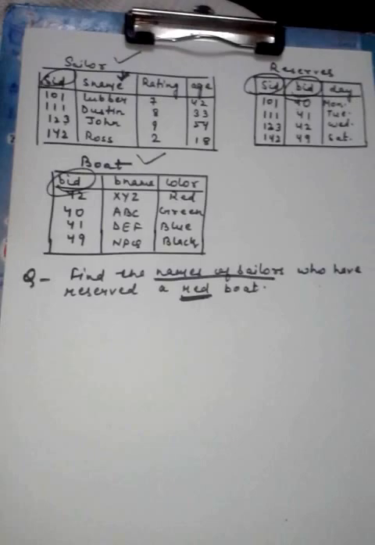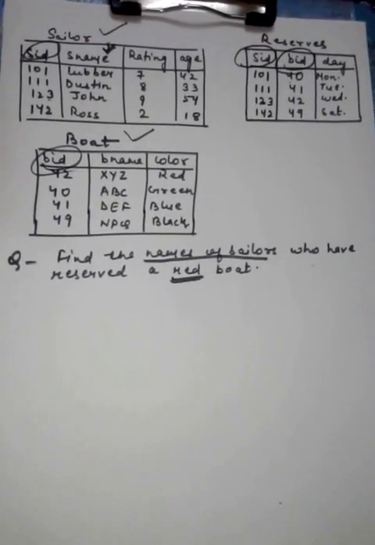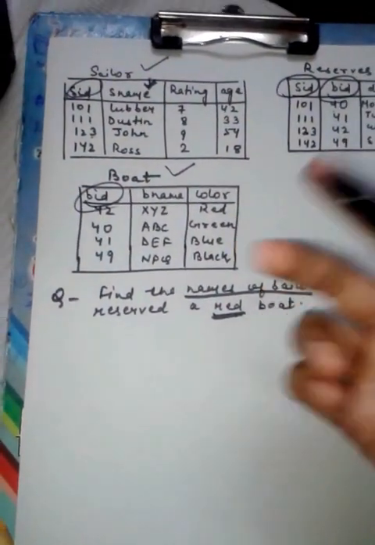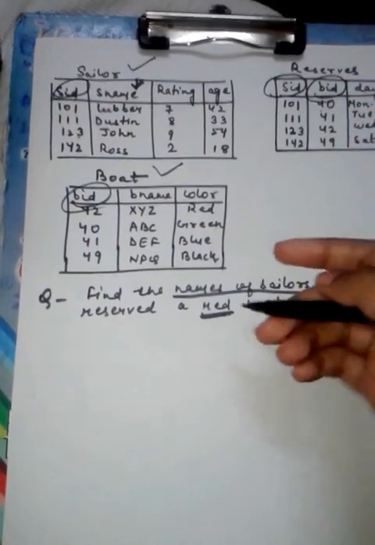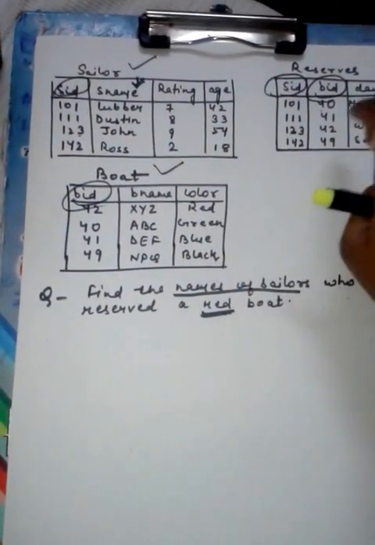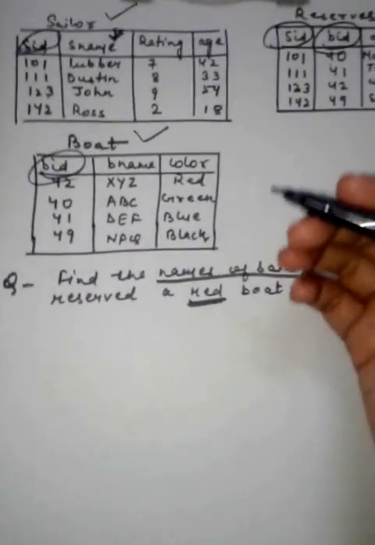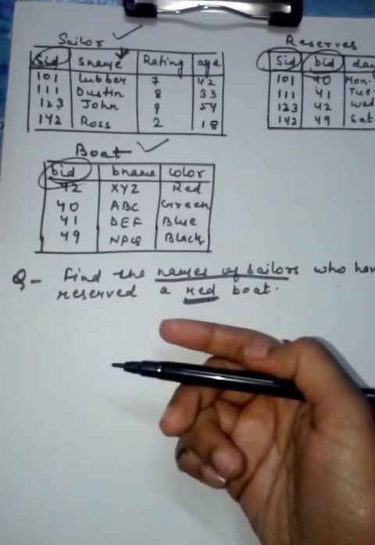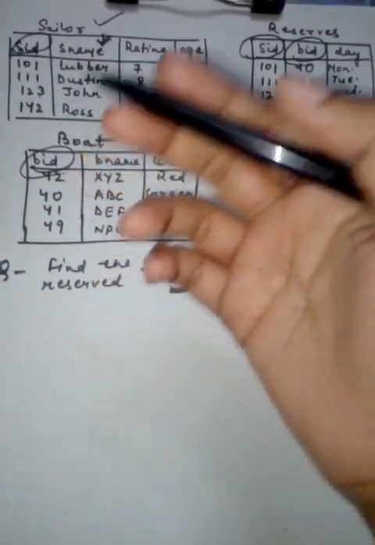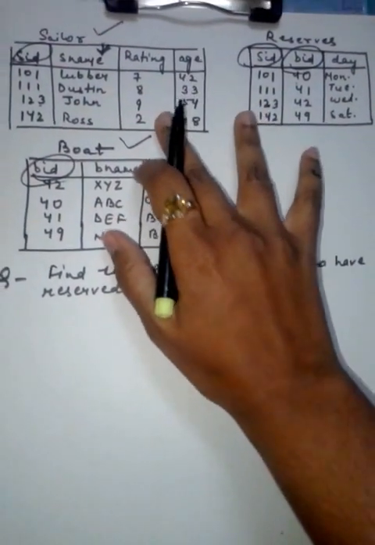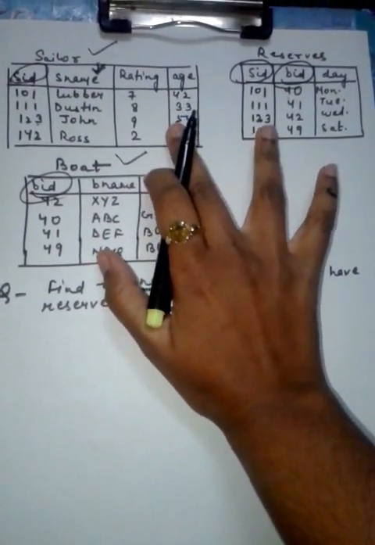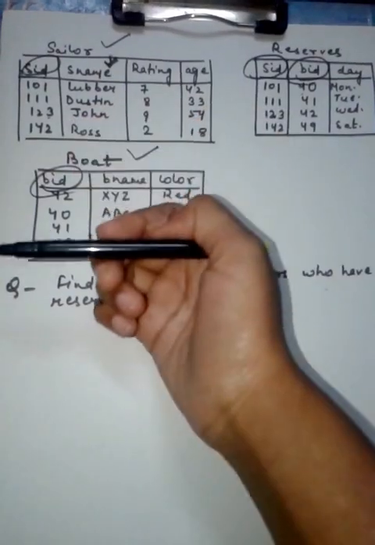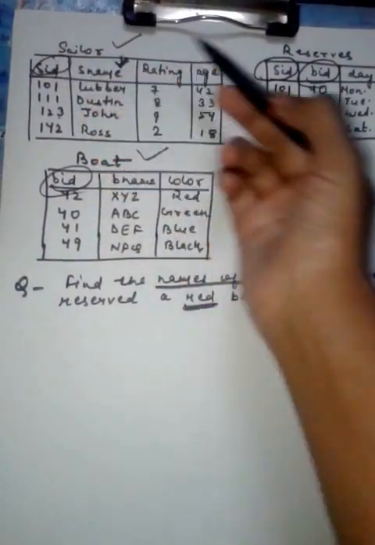Okay, so first of all, let me tell you what we will do if we have to relate these two tables, the seller table and the reserve table. For setting a relationship between any two tables or any three tables, first of all we have to find what is common in these tables. So what is common here? Seller ID is common in both tables.